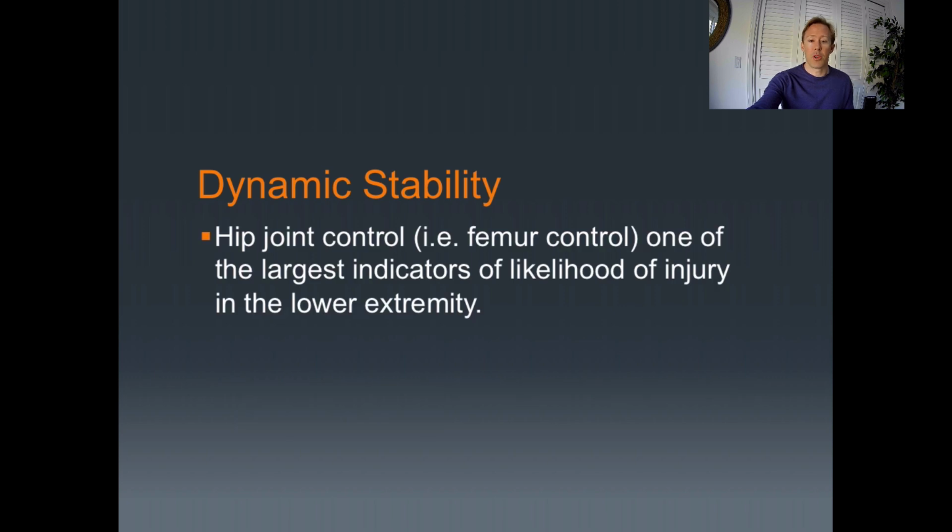So when we look at hip joint control, remember the hip is a ball and socket. You've got the acetabulum as the socket, and then the femoral head, and then the femur comes down and forms the top articulation of the knee joint, right? The knee is the femur and the tibia coming together. So femur control is a huge one. Again, these were found in studies where they were imaging people, having them do squats, and looking at how the femur was moving.